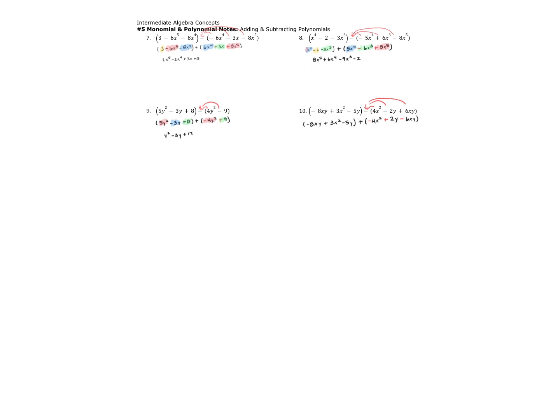Okay, so basically all your symbols are just changing to the opposite. So you don't have to put too much thought into it. If it was positive, it's now negative. If it was negative, it's now positive.